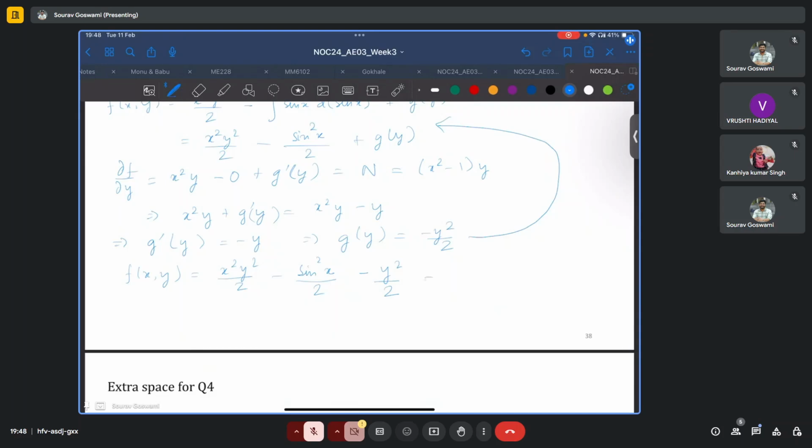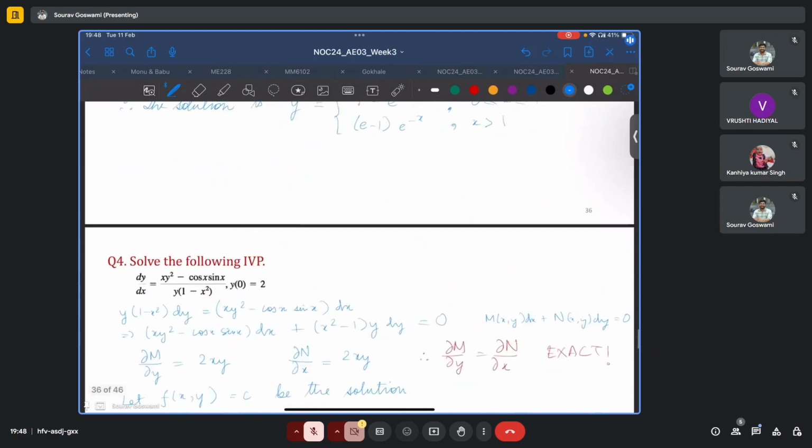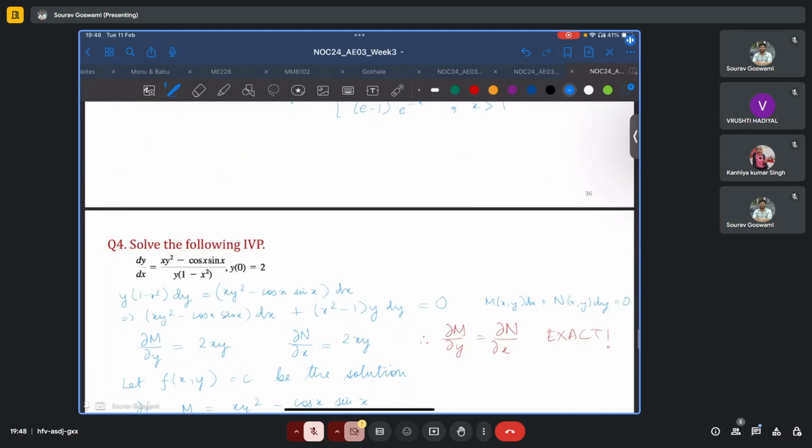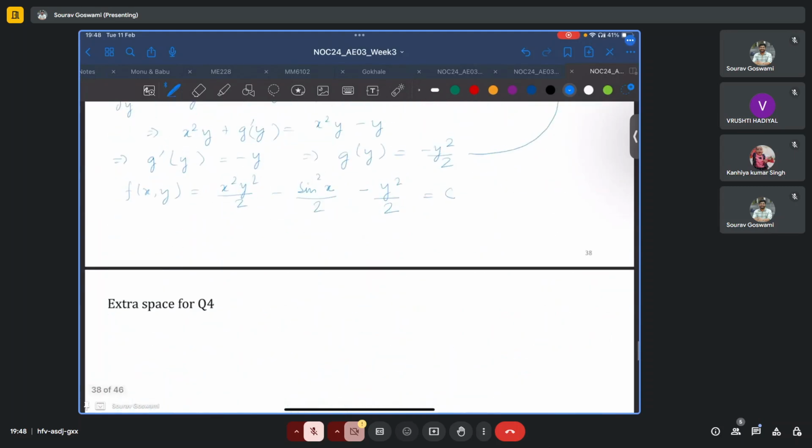And this equal to some constant is the family of solutions. Now we are given the initial value that at x equal to 0, y is equal to 2. Let us put that in. So at x equal to 0, y is equal to 2, which will imply that 0 square times 2 square by 2 minus sin square 0 by 2 minus 2 square by 2 is equal to c.